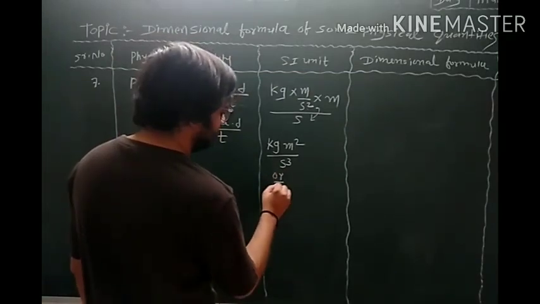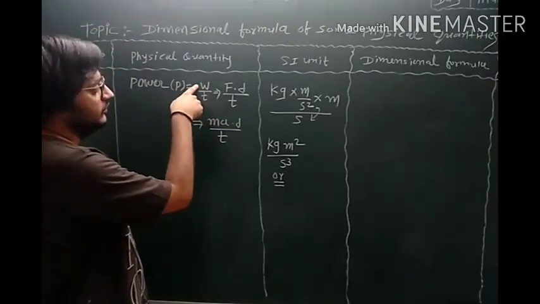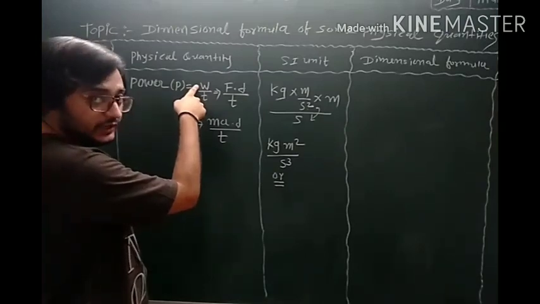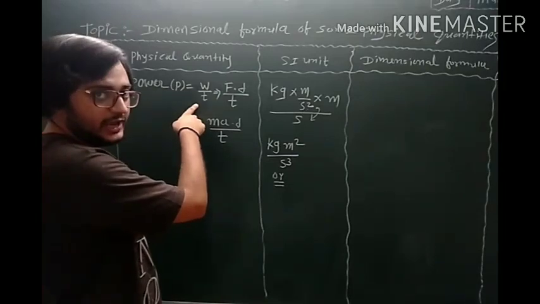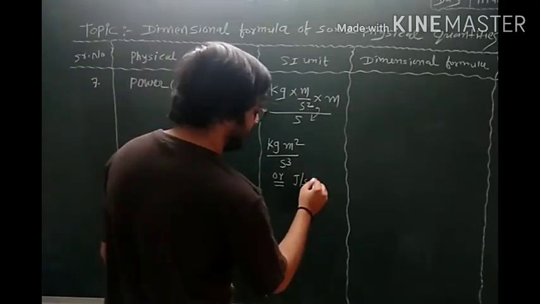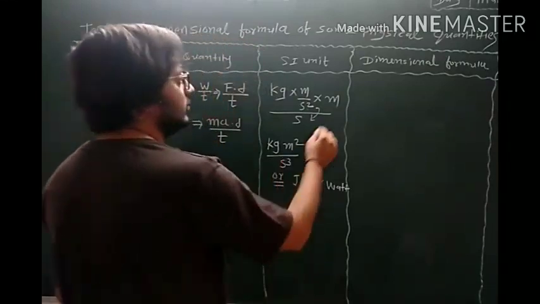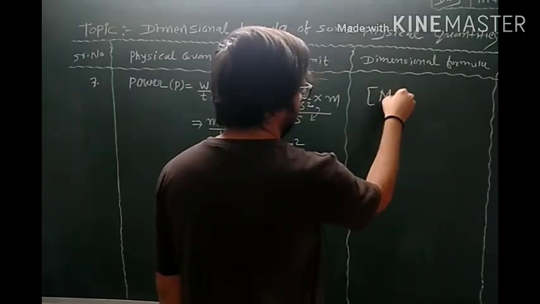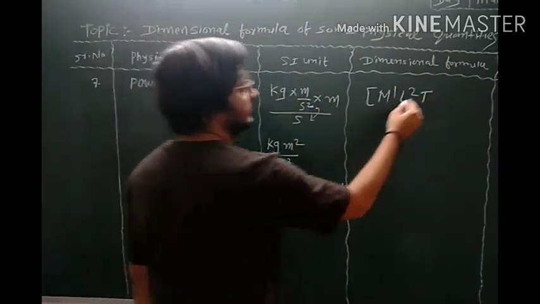Another SI unit we can write down from this equation. The SI unit of work is joule, and the SI unit of time is second. So we can write joule per second also, or we can write watt also. So the dimensional formula of the power is M^1 L^2 T^-3.